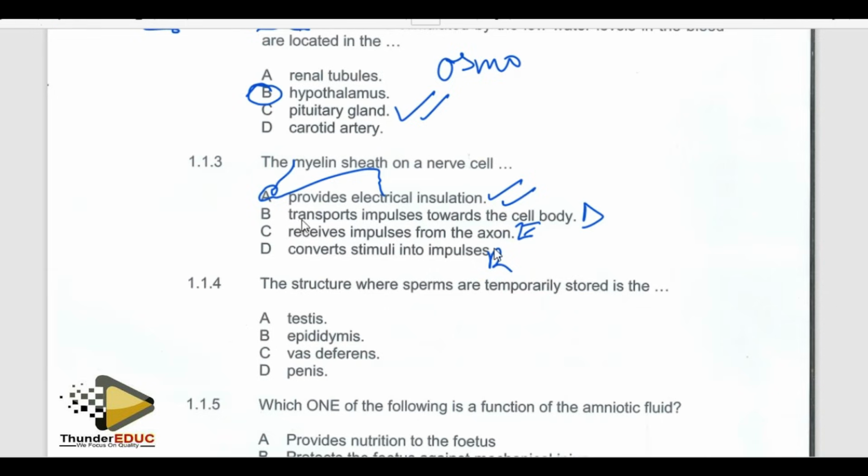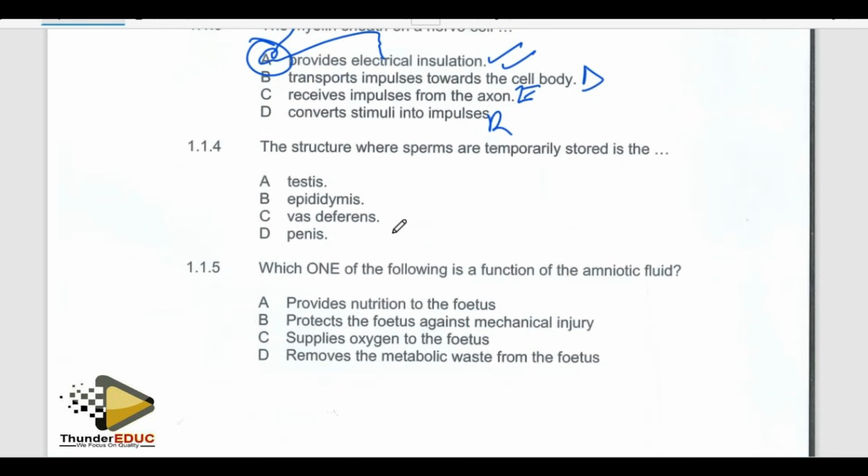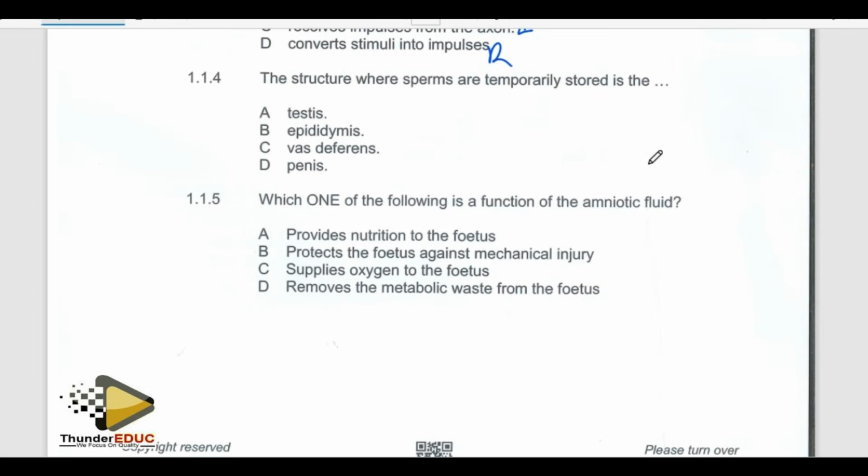Sorry for that. And then we are saying that the structure where sperms are temporarily stored, how do you call that structure? Yes, definitely it is found in the testes, but not all the parts of the testes will store the sperms.